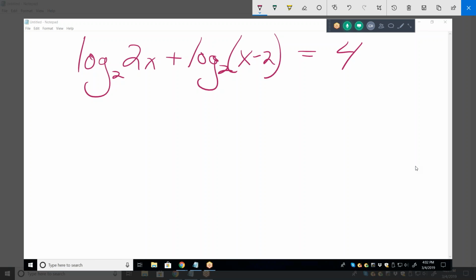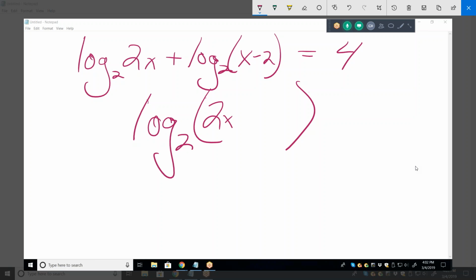Multiply 2x times x minus 2. Yeah, the first step is to condense two log statements into one. That's the first step. And what goes in the argument now? 2x times x minus 2. Go ahead and multiply that out. 2x squared minus 4x.